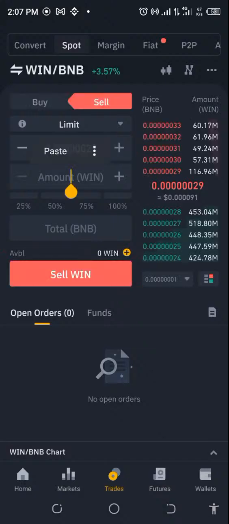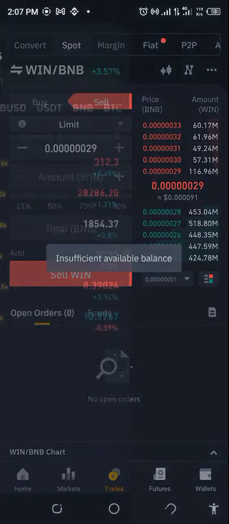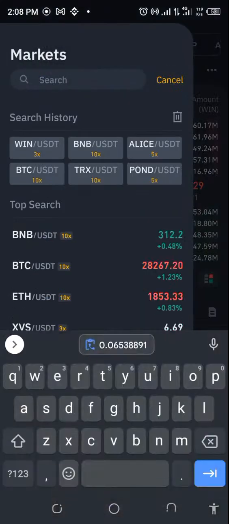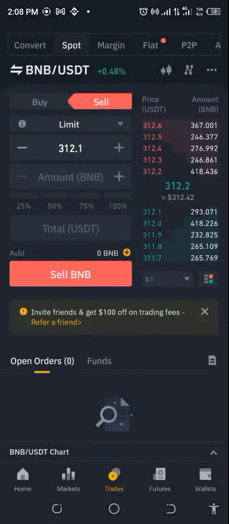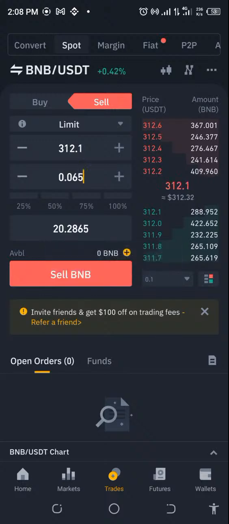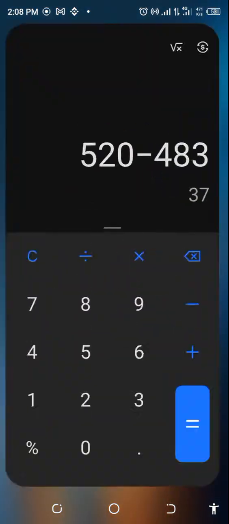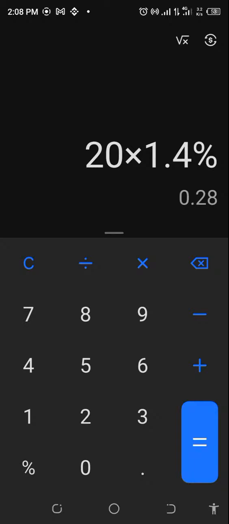Sell to BNB, okay? And then we'll pick up what we have and go straight ahead and change that to BNB USDT. Okay, let's go ahead and do this. So we have 20.28. That's about 1.4%. Is that 1.4%? Something in that range. Let me be sure. Yeah, that's 1.4%. I was thinking of using my calculator just to be on the safe side. So that's 20 times 1.4%. Okay, yeah.